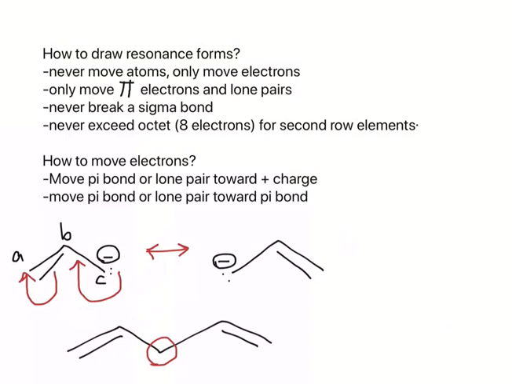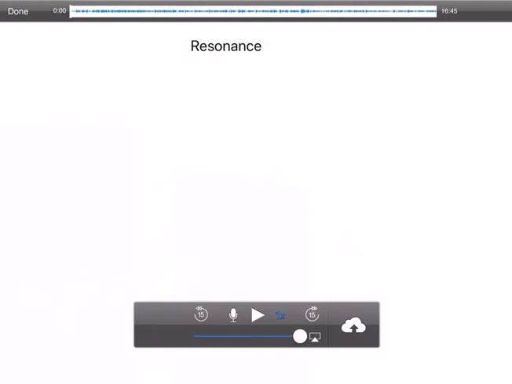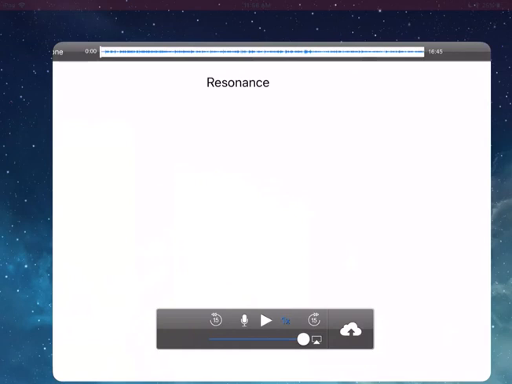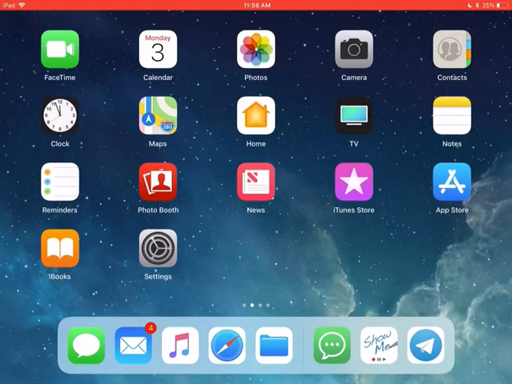Now, can I move this pi bond toward the other pi bond? No. Why? Can I do this? No. Because there is an sp3 carbon between the pi bonds. So we cannot do this. We don't move electrons toward a sigma bond or toward a carbon which is sp3.